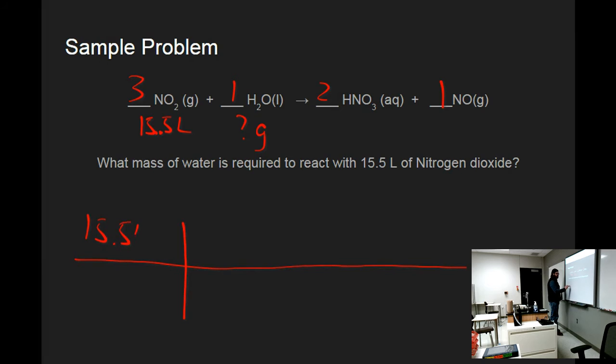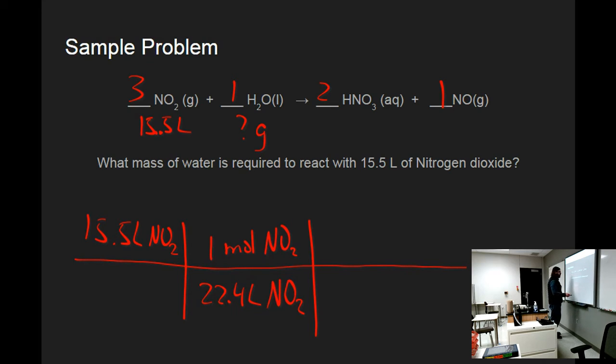15.5 liters of NO2. There are 22.4 liters, we're at standard temperature and pressure. Again, I should have said that in this one. 22.4 liters of NO2 in 1 mole of NO2. That is the new stuff. So the only thing that's new from this unit is this conversion. Now we can use this conversion. So 22.4 liters in 1 mole.